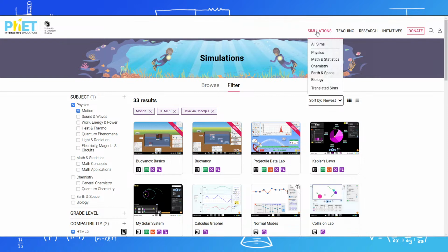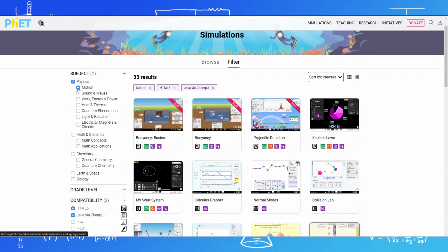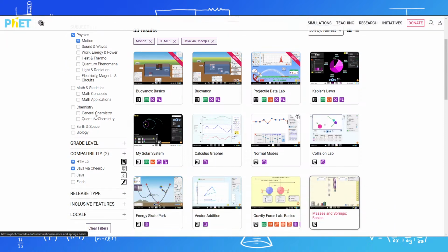their simulations page over here, click on physics, and a bunch of these are checked by default. I would leave only the motion one checked, and also under compatibility, usually only this first one is checked. I would check the second one too, because the second one will also include some of the older ones that they've had, which I still use.